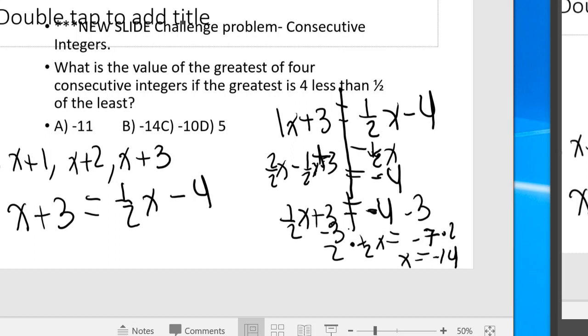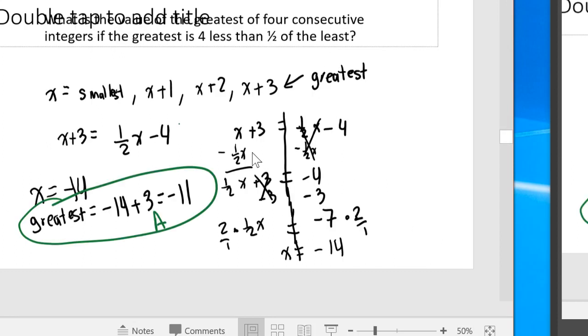For those of you who are going to see this online later, if you want to see what that actual process looks like and not in terrible handwriting, it's right there. And for those of you at home, you can see that on your slides. So we have the x plus 1, x plus 2, x plus 3 equation: x plus 3 equals 1/2 x minus 4. Once you've set up the equation, it should be pretty simple after that.